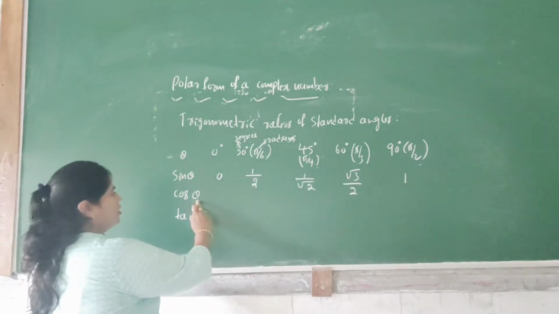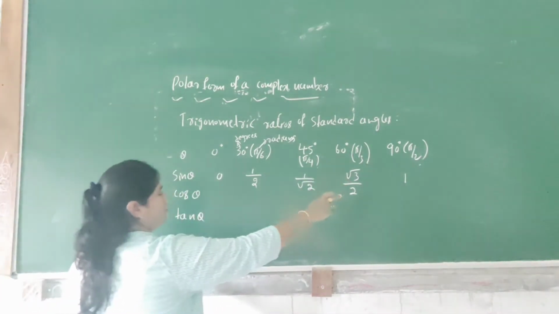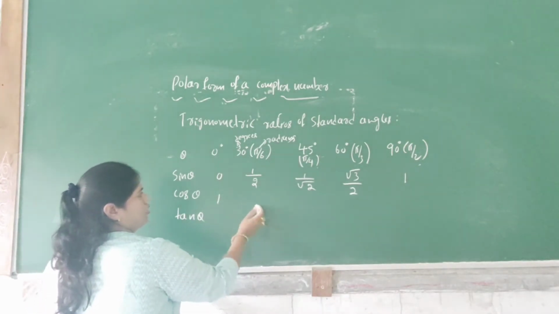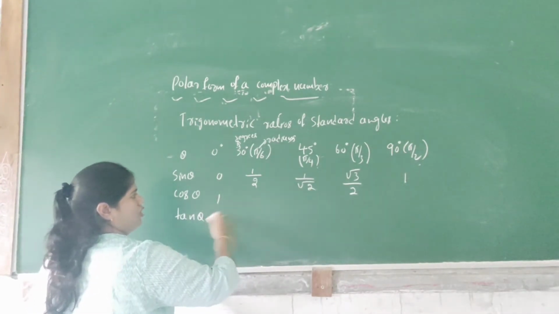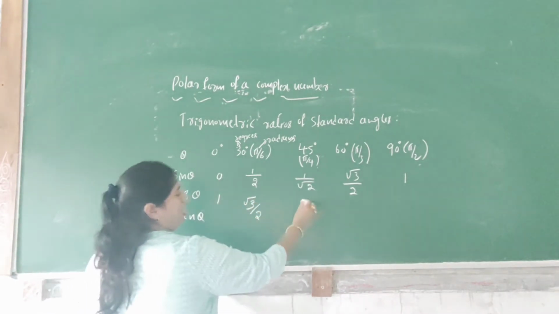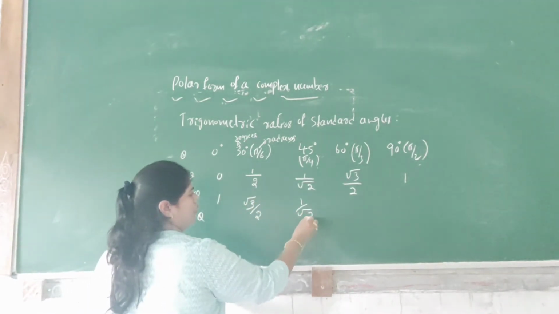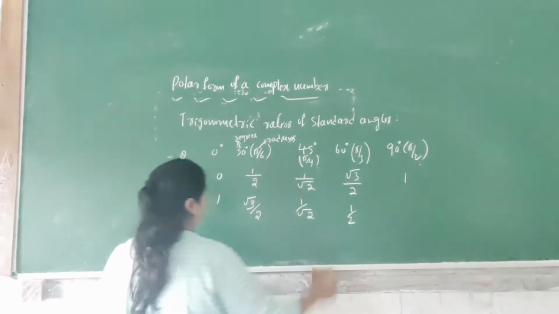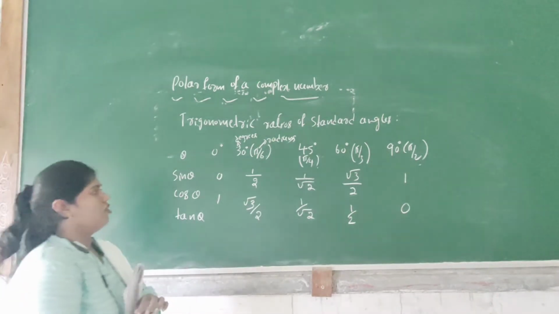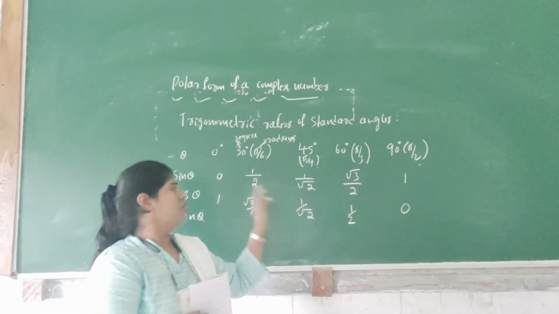So for writing cos theta values, we have to write them in reverse. 90 degree is there, no? 1. What is 60 degree? It is going to be reverse, okay? So root 3 by 2, and this 1 by root 2, 1 by 2, and 0. Very easy. You have to remember only this much.